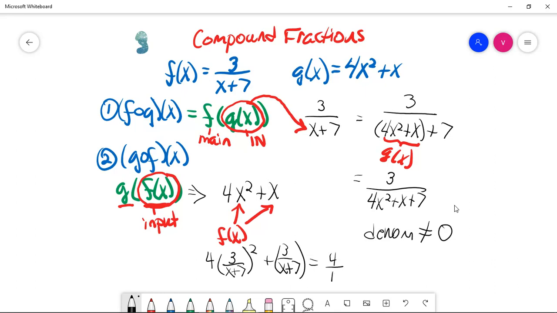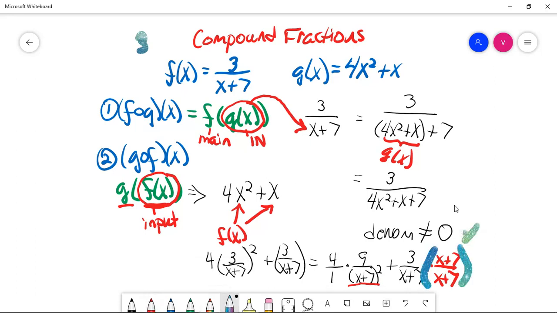So that's 4 over 1 times 3 times 3 is 9, over x plus 7 squared, plus 3 over x plus 7. And then you need a common denominator, which is x plus 7 squared. That's the most difficult one, right? This one is missing a factor of x plus 7. What am I multiplying by? This magic number right here is equal to 1. That is just equal to 1, anything over itself, okay?